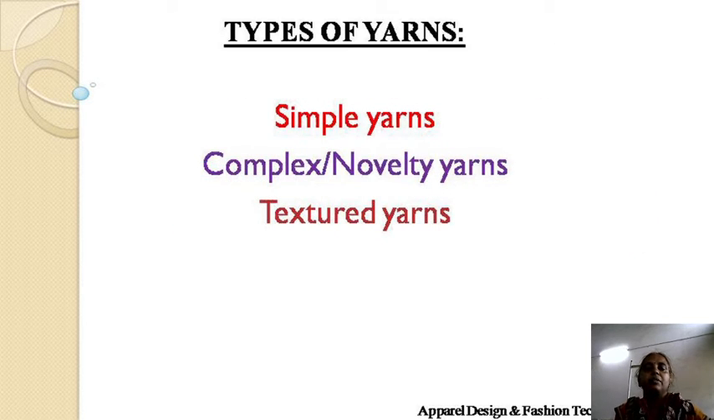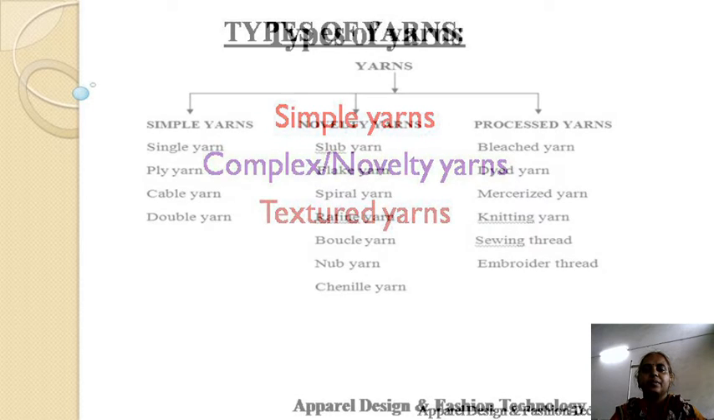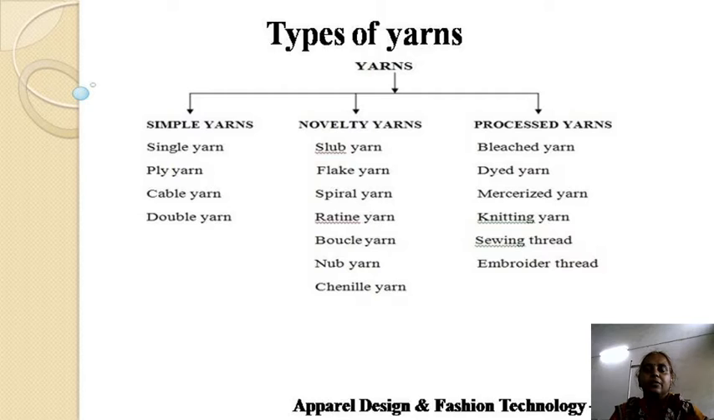After the definition, what is the classification of yarns? Types of yarns are classified into three types: simple yarns, complex or novelty yarns, and textured yarns. So yarns are classified into three groups. You have to remember this flow chart. First, simple yarns, novelty yarns, and the processed yarns. Under simple yarns, they are classified into single yarn, ply yarn, cable yarn, and double yarn. So simple yarns are again classified into four groups. These are the simple yarns.